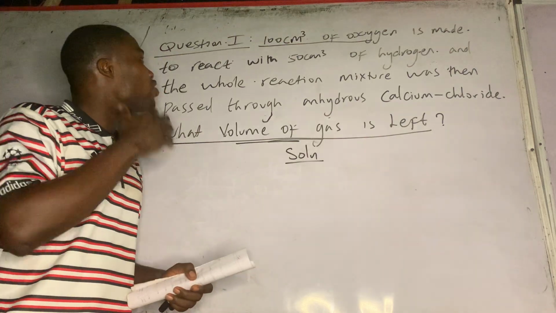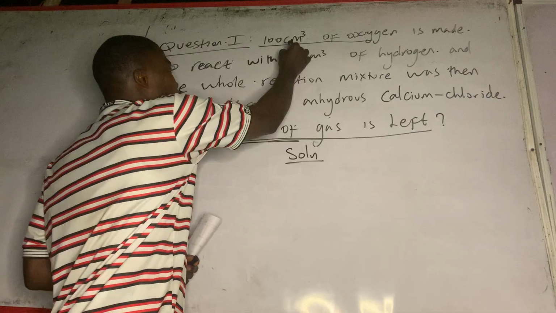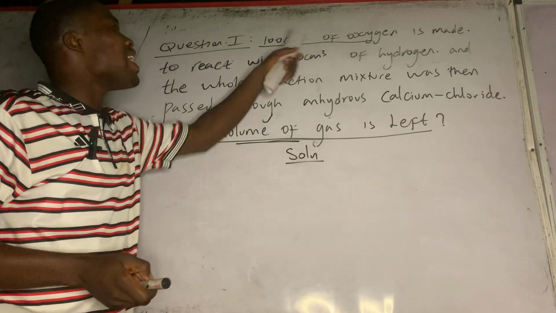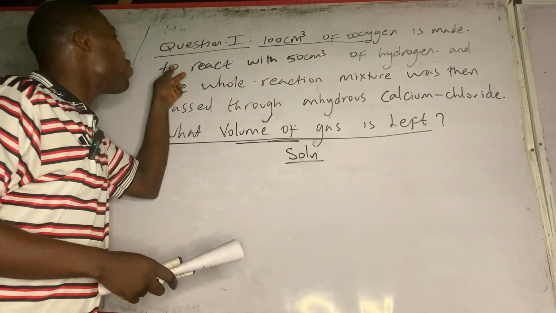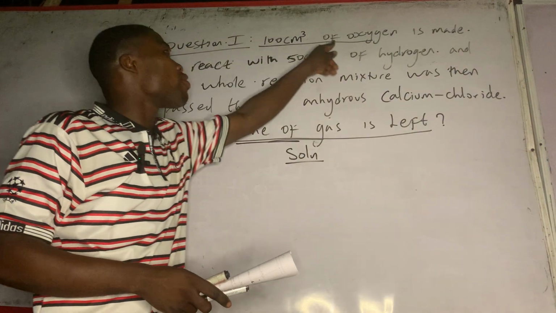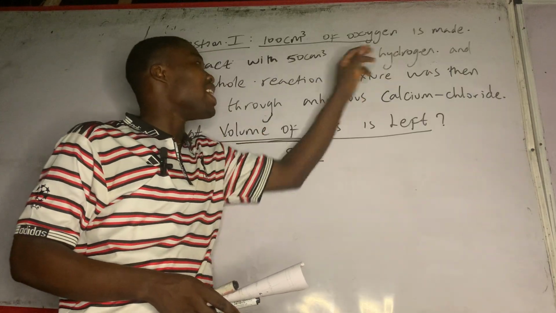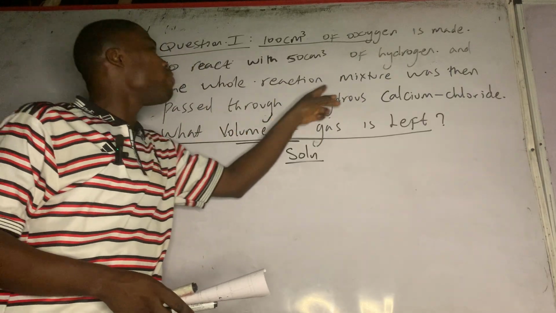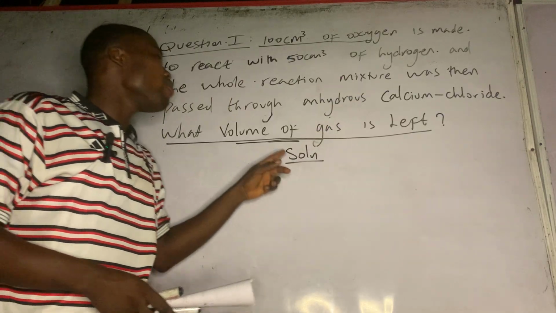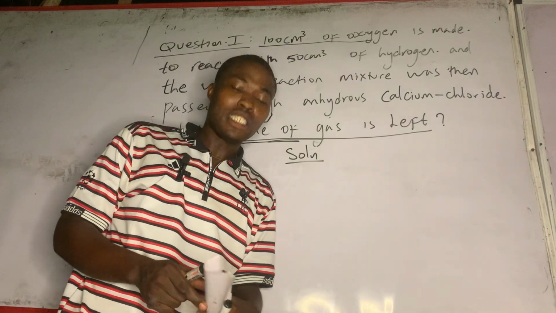Okay, I would like to look at this very first question, which says: 100 cm cube of hydrogen gas is made to react with 50 cm cube of oxygen gas. Pardon me, 100 cm cube of oxygen gas is made to react with 50 cm cube of hydrogen gas, and the whole reaction mixture was then passed through anhydrous calcium chloride. What volume of oxygen gas is left?